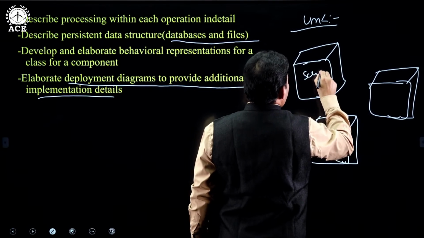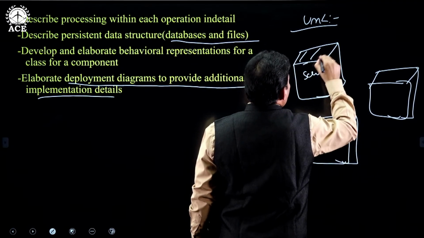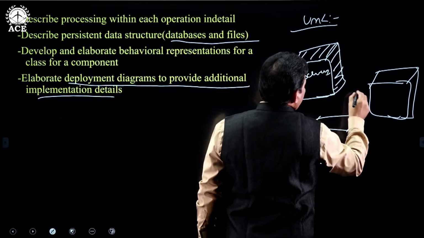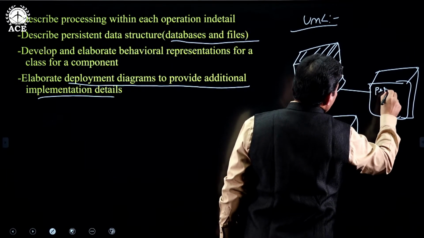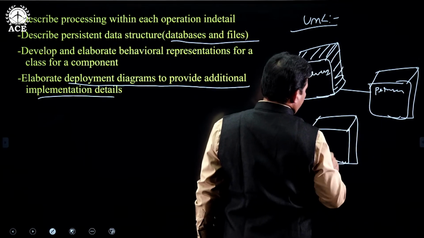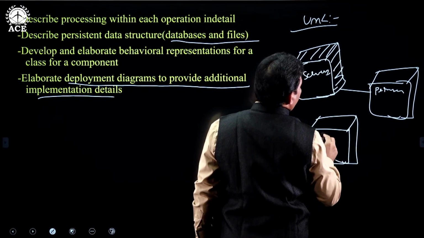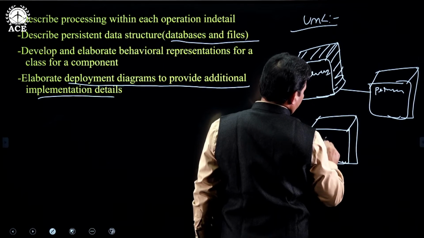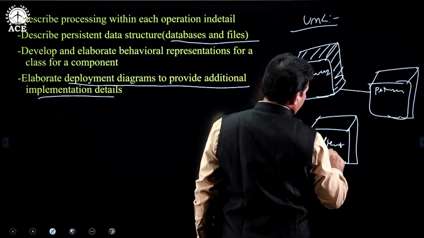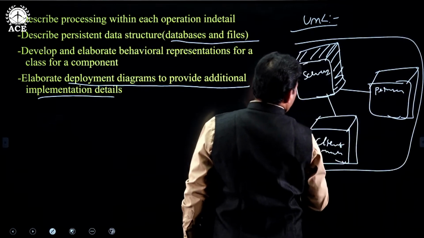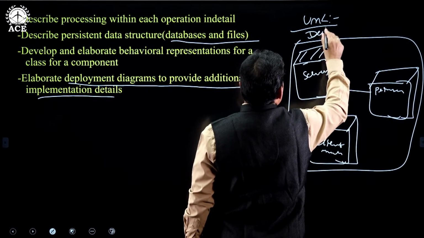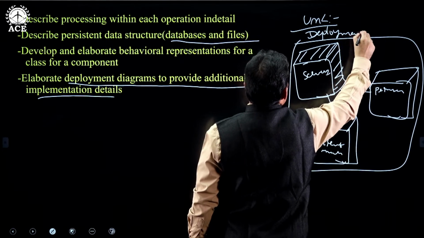So this is the server deployment diagram. This is a device, a printer I can say here. And this is the node, client machine, simply I can say client machine. So this entire thing we call a deployment diagram.